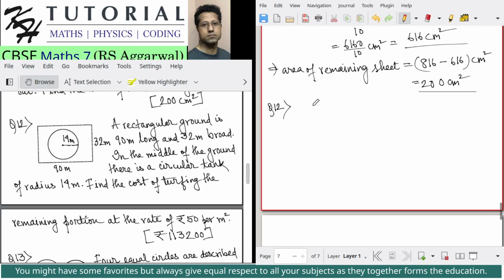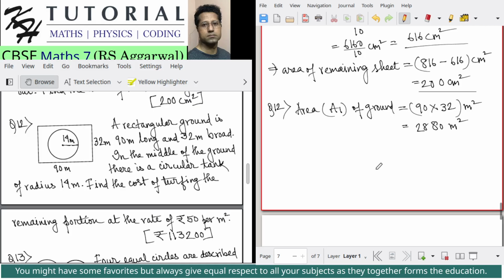Okay. So let's say, what is the area? Let it be A1. Area of the ground, that is the rectangular ground, is equal to length multiplied by breadth, that is 90 multiplied by 32, this much meter square. This is equal to 2880 meter square.